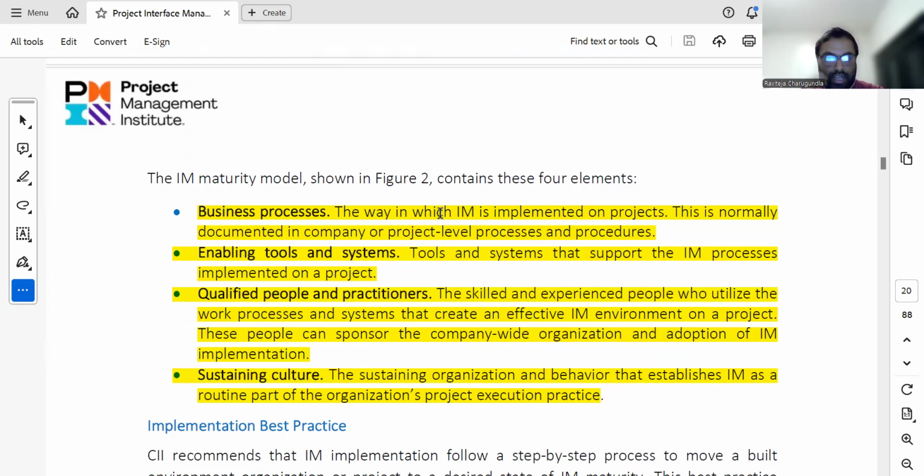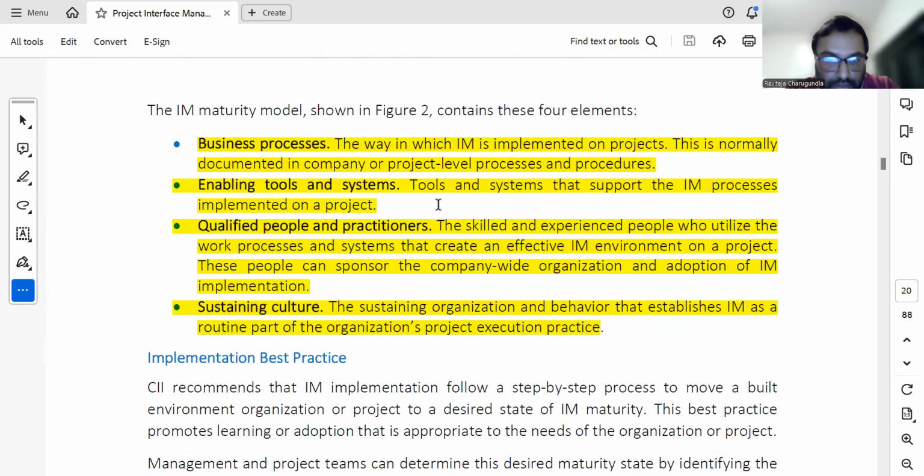This is about how skilled and how experienced the people are, and progressively how we can utilize the resources from stage zero to stage four, and how sustaining the culture is. The sustaining organization and behavior establish IM as a routine part of organization project execution practices.